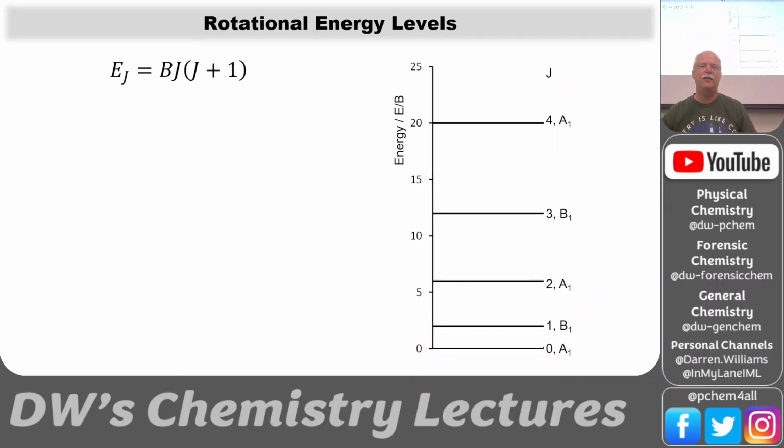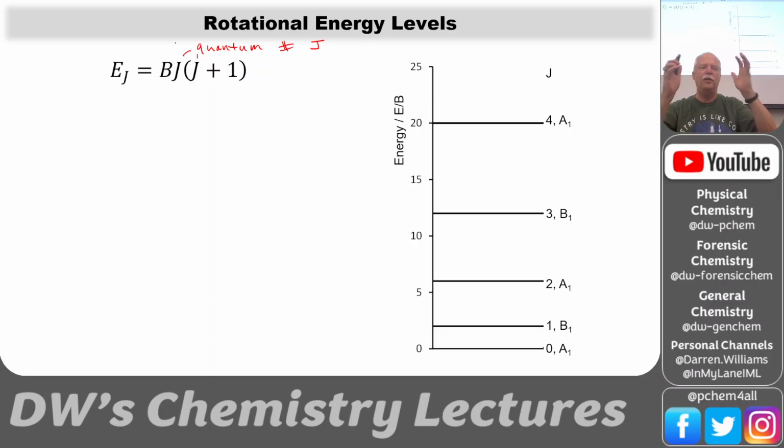Okay, let's do rotational energy levels. So this is the rotational energy equation. J is the quantum number in this case. I know it's chilly, isn't it? Okay, so the quantum number J. B is the rotational constant.